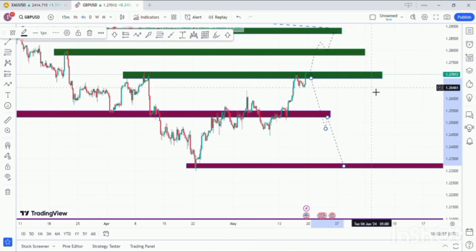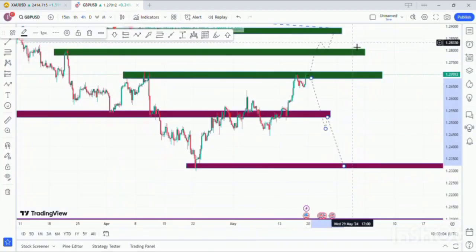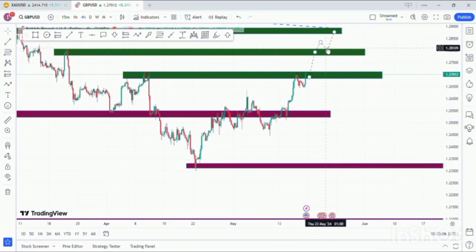So guys, let's move on to the 4 hours time frame quickly. So let's also look out for some key zones that we need to be careful and pay close attention to next week, guys.